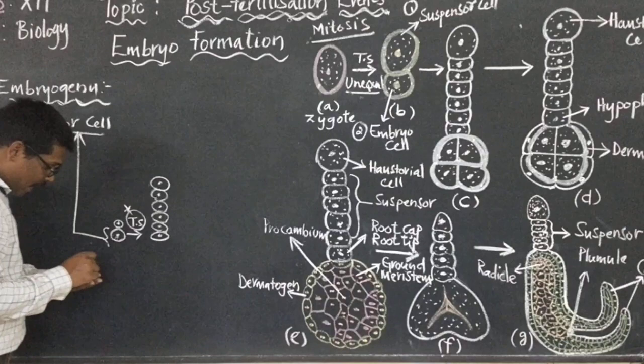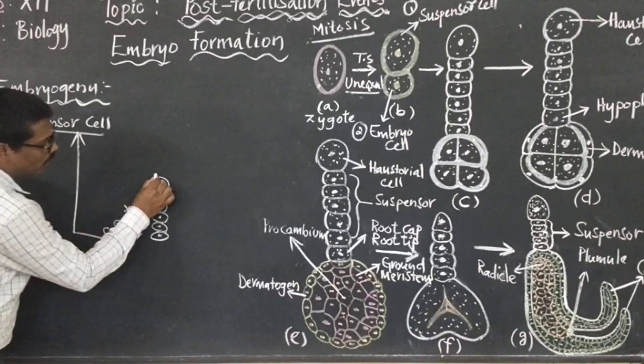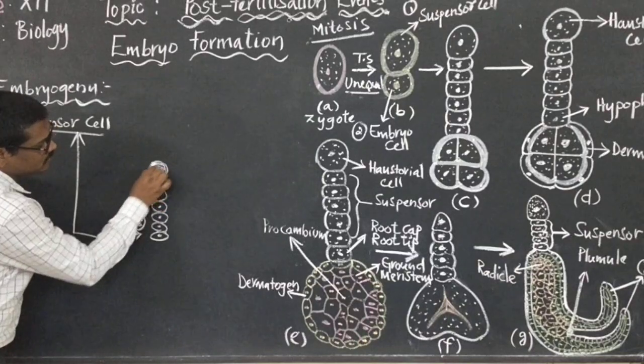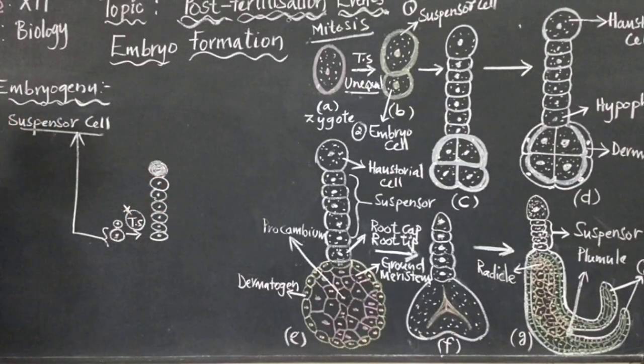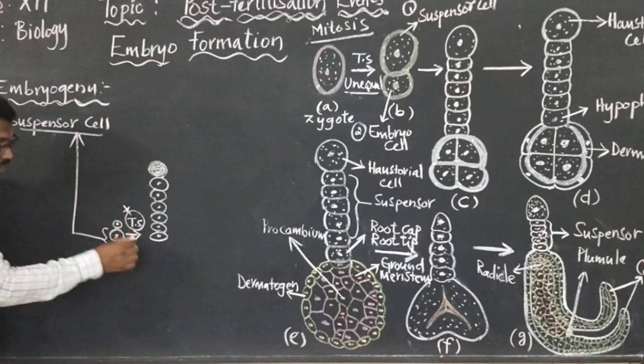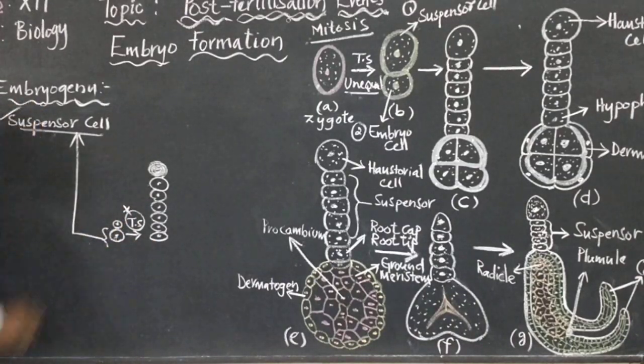But at the end, what is this cell that we are talking about? This cell is the embryonal cell. So the basal cell is dividing, which is towards the micropyle region. That is nothing but the suspensor cell.